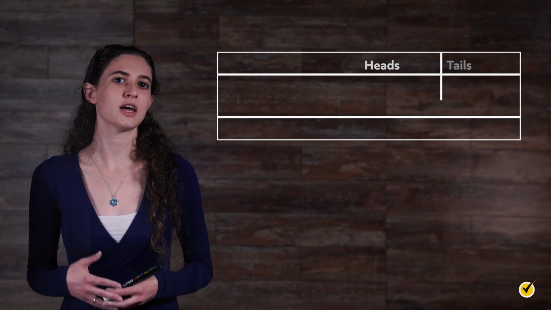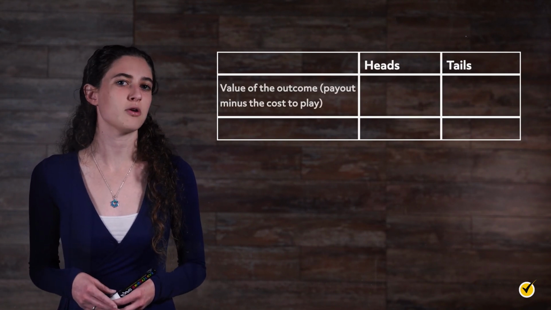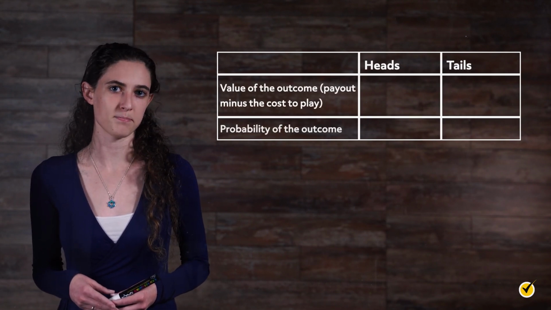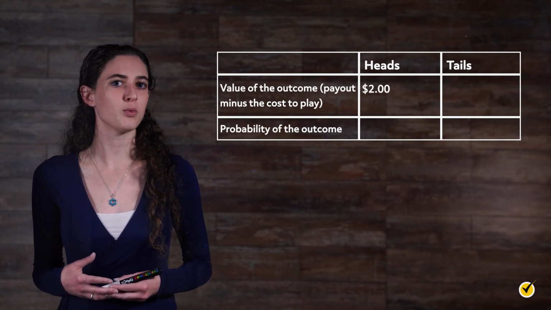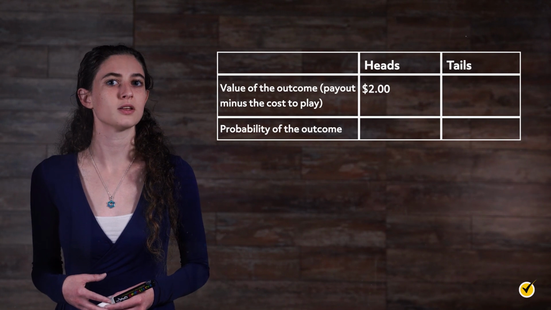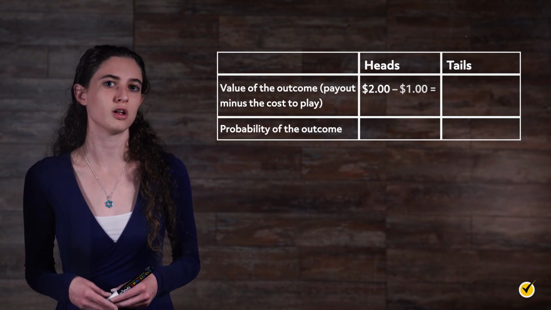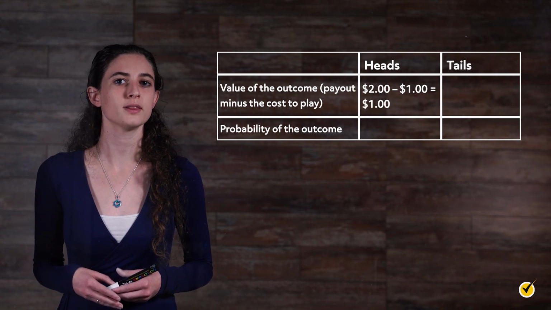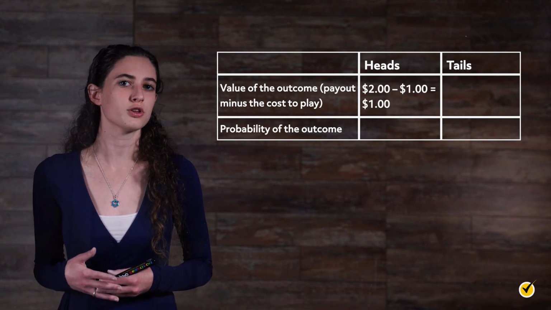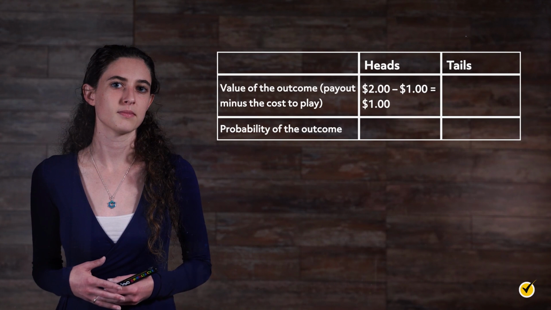Let's make a table. Here we have heads and tails, and on the left we have the value of the outcome and the probability of the outcome. If you win the game, you get $2. But since you pay $1 to play in the first place, we subtract that from the $2, which gives us $1. This means that if the coin lands on heads, you are $1 richer than before you played.